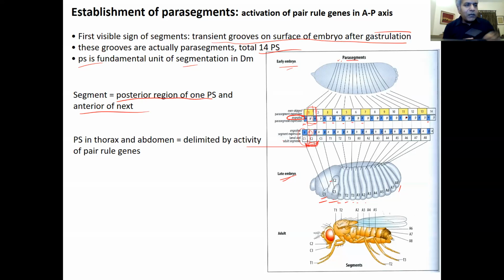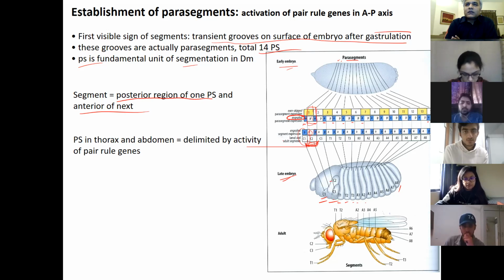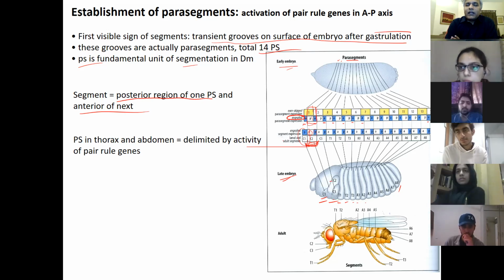So where will engrailed be in the adult segment then? Where will you find engrailed in an adult segment of fruit fly? In the posterior region. Very good. Because the anterior of a parasegment has contributed to the posterior of a segment.